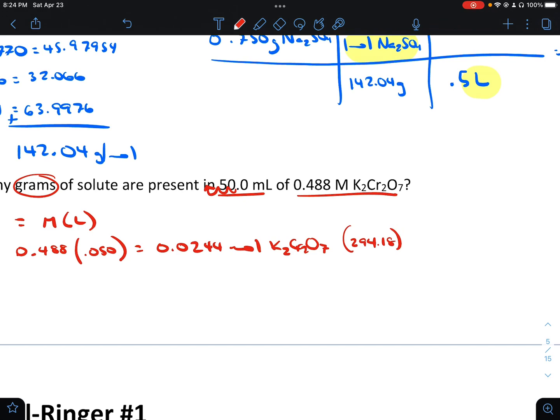And so we're going to times that by 0.0244, and we should get an answer of 7.18 grams of potassium dichromate. And there you have it. That's examples of both ways to work this.